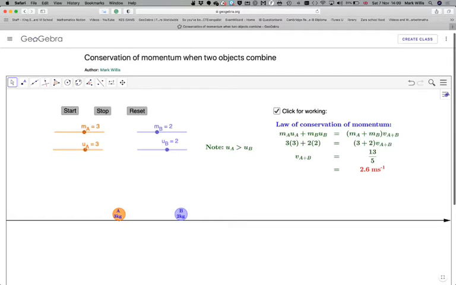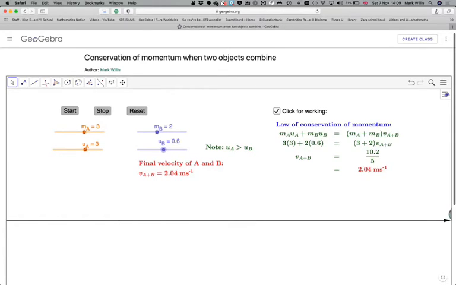This is a GeoGebra app, okay? You have to make sure that uA is bigger than uB. Okay, and if we start, then they will catch up, and basically they will join together. There you go. And therefore the final velocity will be 2.6 meters per second.